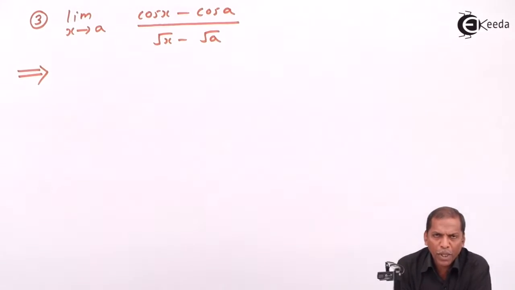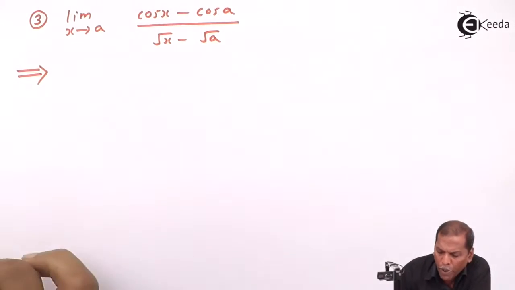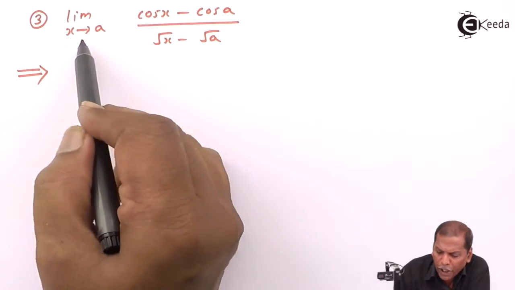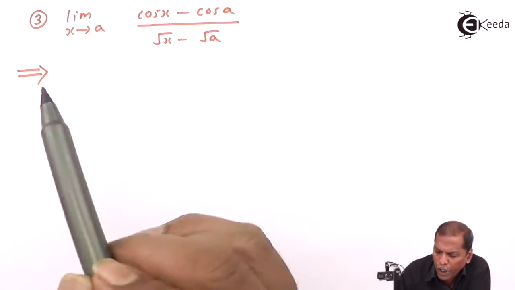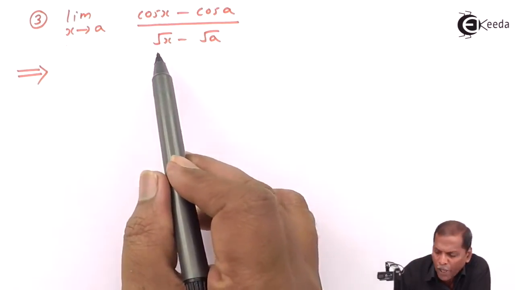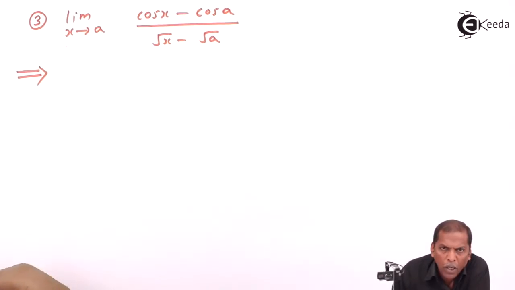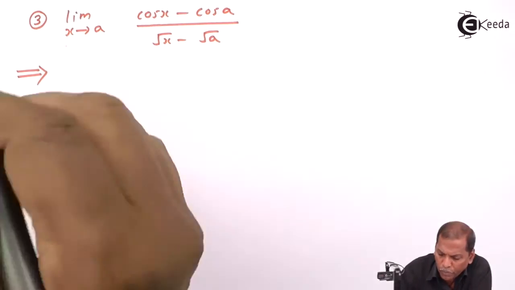Hello friends, now we see problem number 3, which is based on the substitution method of the chapter limits. Problem number 3 is: limit x tends to a of (cos x minus cos a) divided by (root x minus root a). Now let's see the solution.